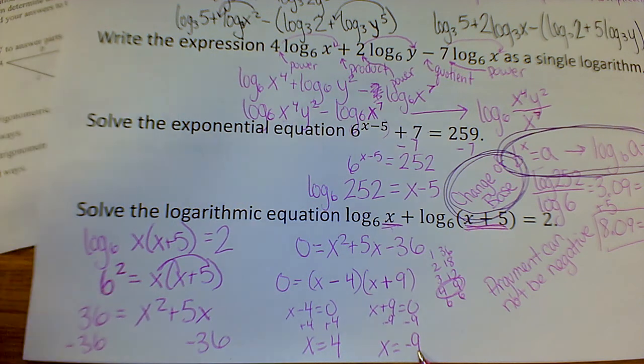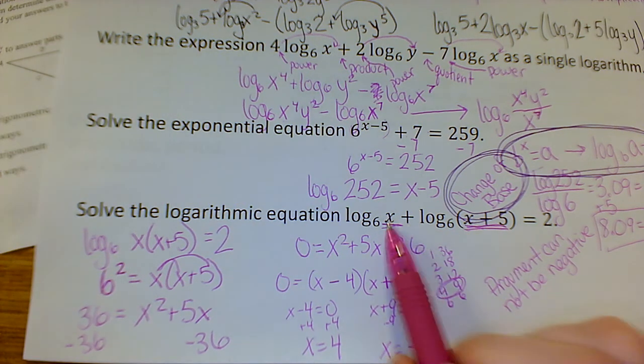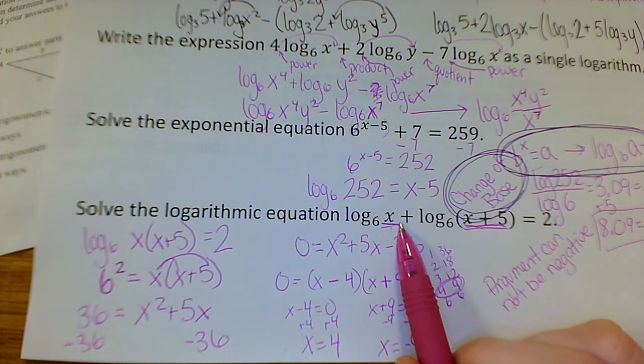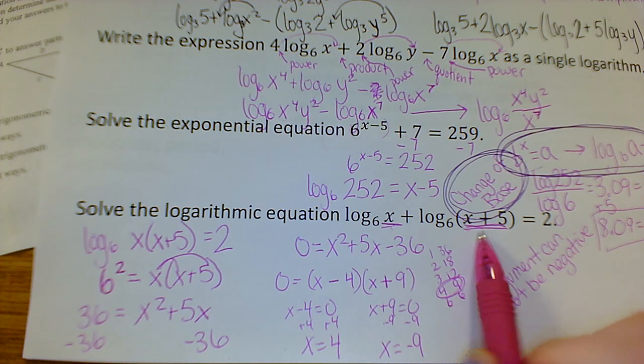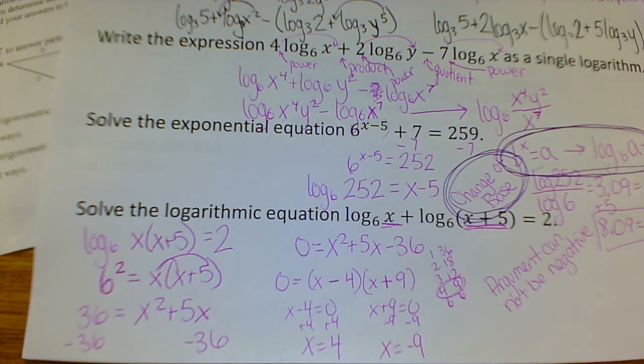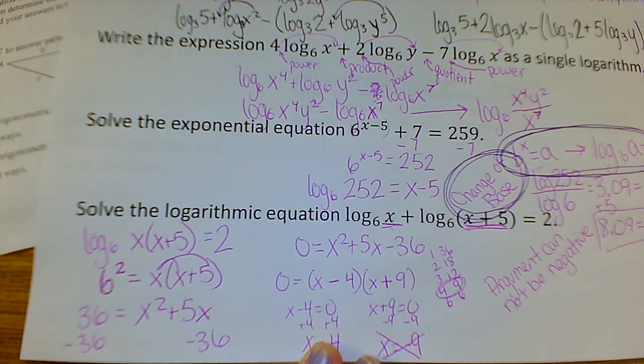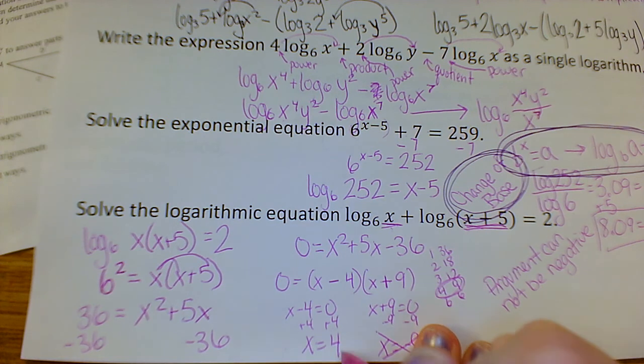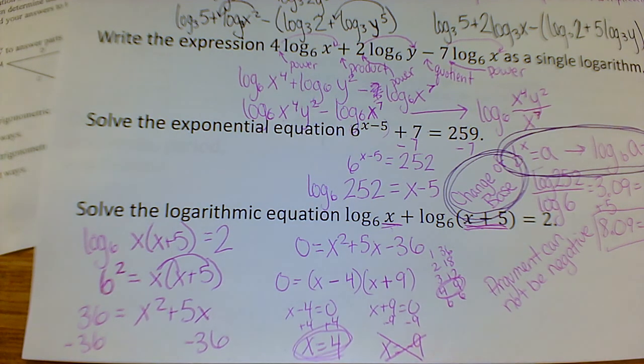But if I plugged in a negative 9, I would get a negative 9 in this argument, and even here, a negative 4, right? So this cannot happen. That cannot be our answer, and our only answer is 4.